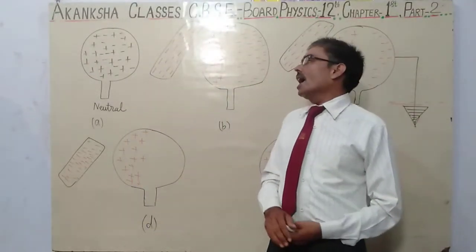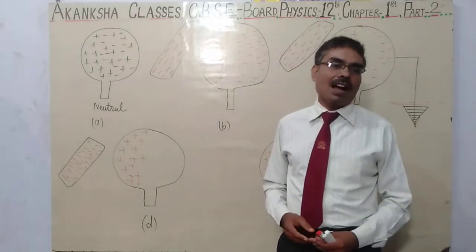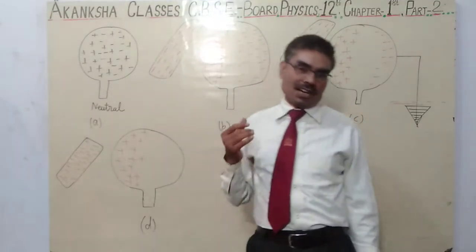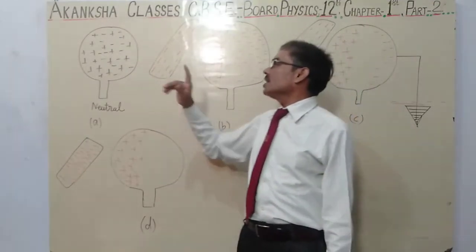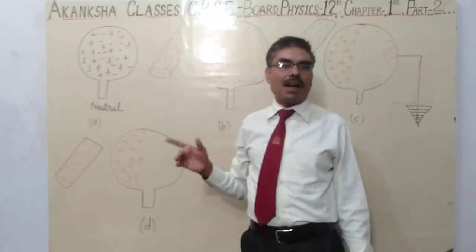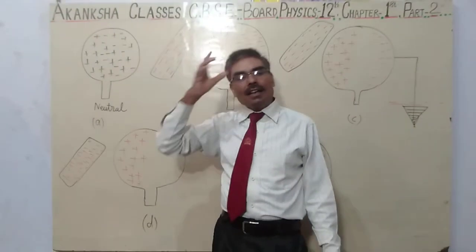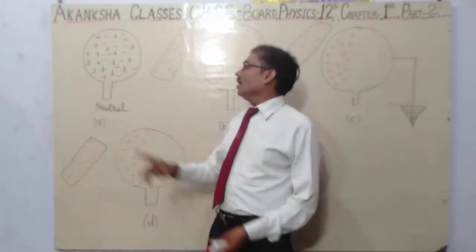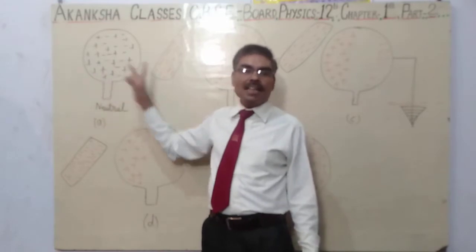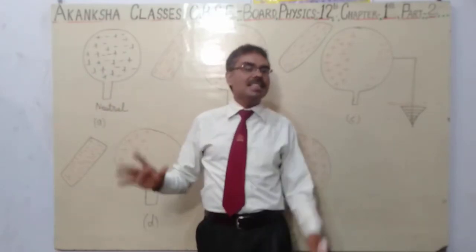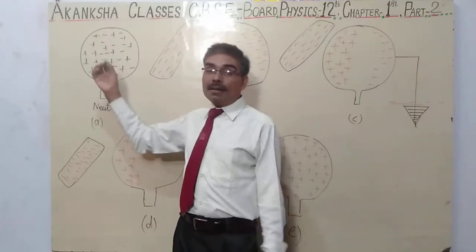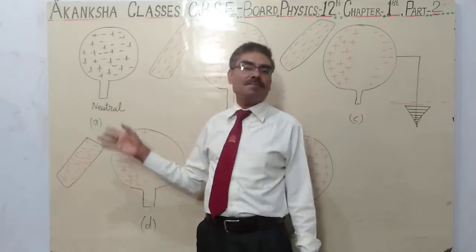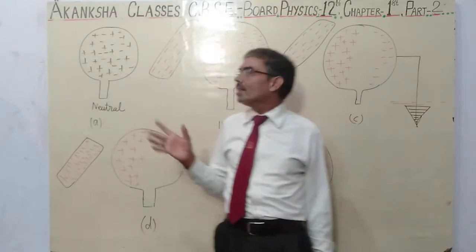Then students, I have discussed how you can make a neutral metallic object charged without touching it. In this process, first once again observe how I make this metallic sphere charged. First of all, I have given the figure of a metallic sphere that is in neutral position. This means the number of positive charges is equal to the number of negative charges present in the metallic sphere.